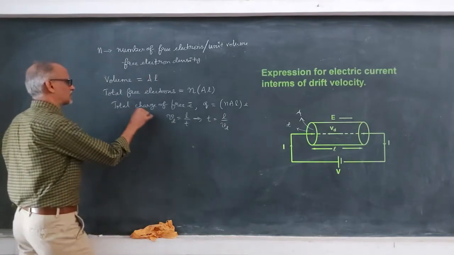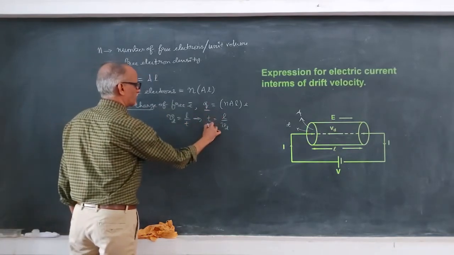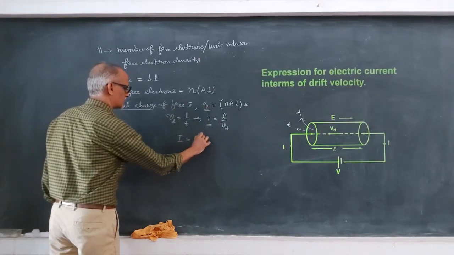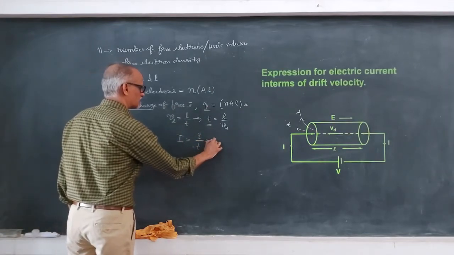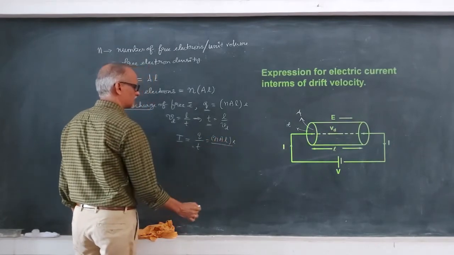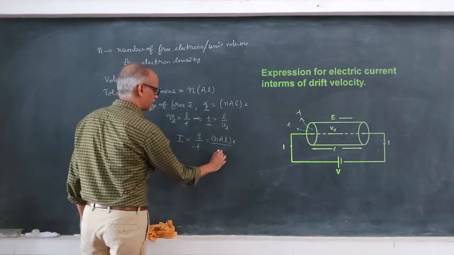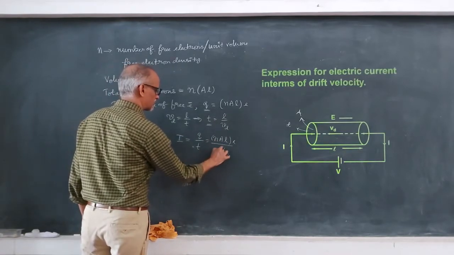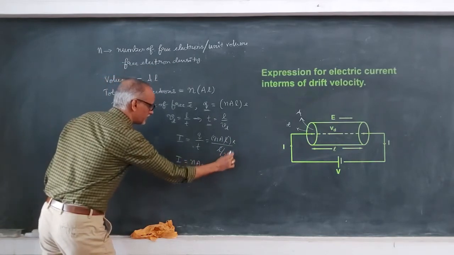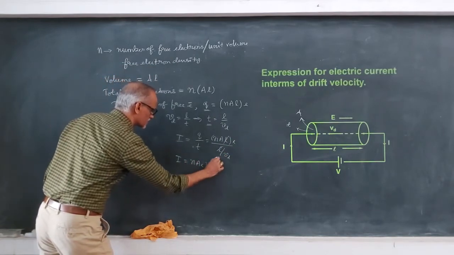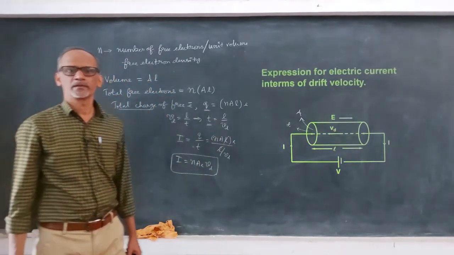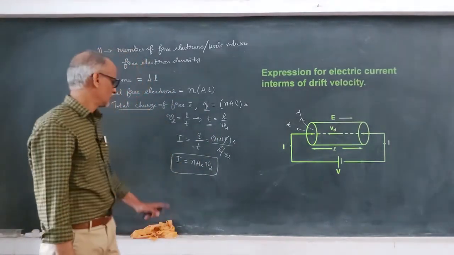So, now we know the total charge, which is Q, we know the total time taken for it, and now I can find the current. So, current is equal to charge by time. Charge is N a L into e, by what is the time? L by Vd. So, L will get cancelled. So, we will get I is equal to n a e Vd.